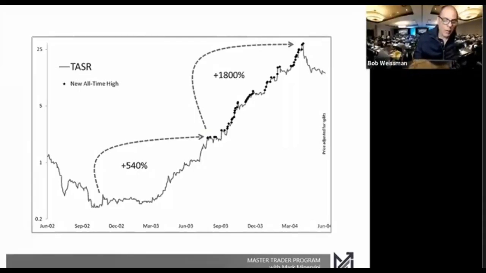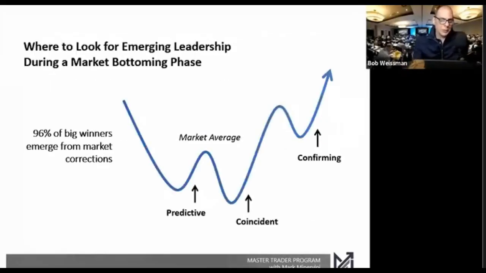But we also want to show you, we talked about how 96% of big winners come from market corrections, right? Well, there are a few things you need to know about this. One of the pitfalls of trying to buy these market leaders is that a lot of people will wait for the market to look good before they start putting on their buying cap.